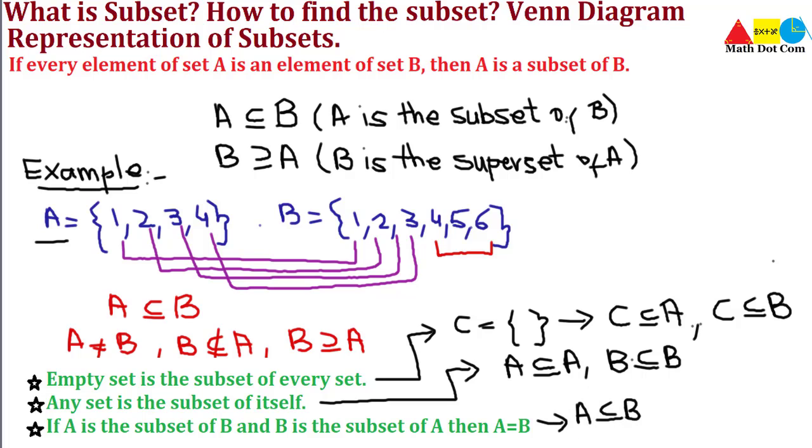So it is obvious, and we have also discussed that if A is a subset of B, it means every element of A is in B, and B is a subset of A, it means every element of B is in A, then it is obvious that A is equal to B. So these are the 3 important points regarding subsets that you should keep in mind.